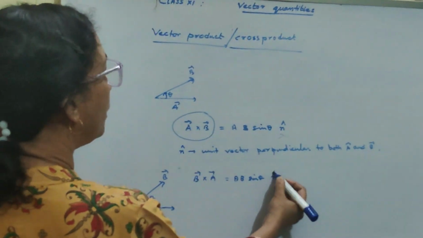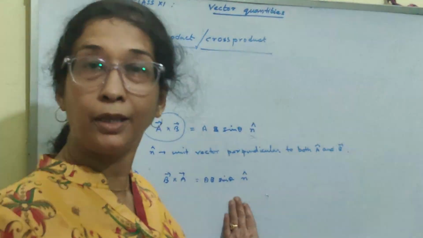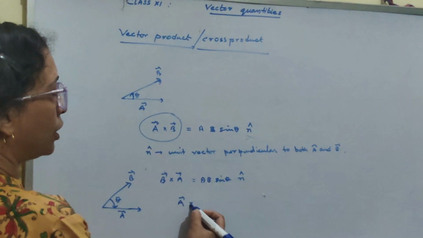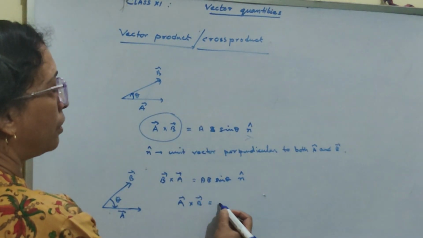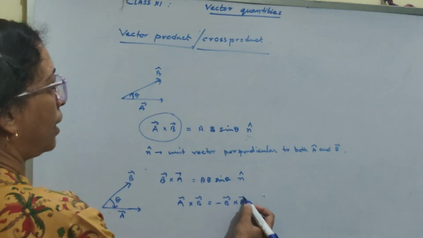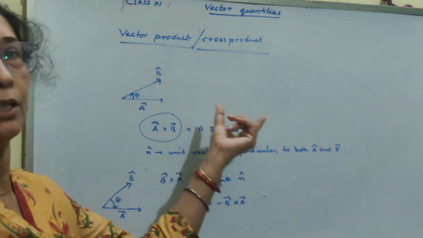But the unit vector n will be pointing into the board in this case. So actually, A cross B has a direction opposite to B cross A. That means A cross B will be equal to minus B cross A, as they are oppositely directed but the same in magnitude.